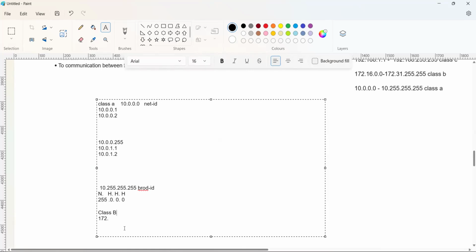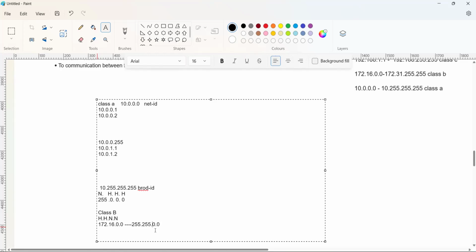For class B, the range will start from 16. So here we have two host bits. This one is the host bit. So the subnet mask is different from what we explained earlier. Yes. Okay, now you got it. The subnet mask value is the inverse of what you are explaining. Yes, exactly. It is the inverse of the host bits.